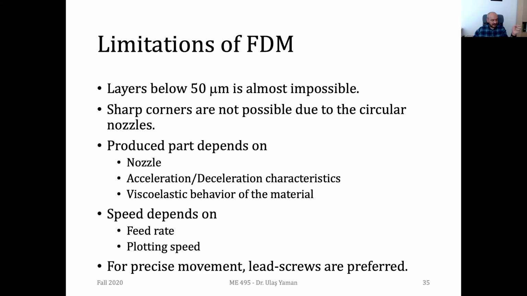Another issue is that we cannot have sharp corners since we are using kind of a circular nozzle. If this is a top view, let's say, you cannot have such a sharp corner since we have a circular nozzle moving over the edge. And once it comes to the corner, we will have a kind of a circle here. So that's why we say that sharp corners are not possible. You can have a kind of a smooth fillet at these corners due to the shape of the nozzles we are using.